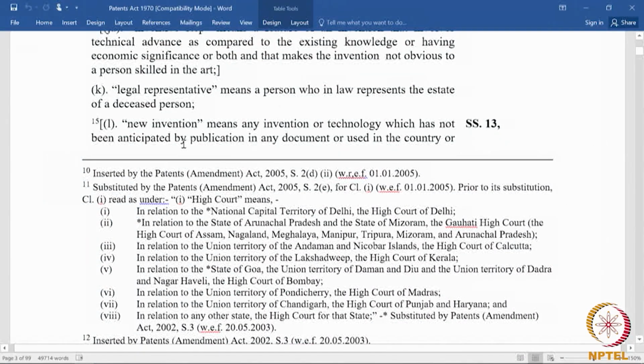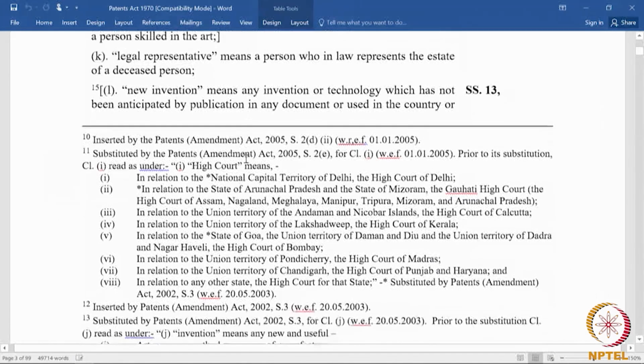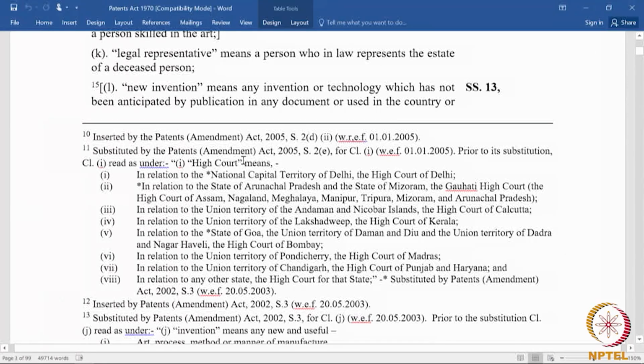Now, from this statement we can conclude that anticipation can be broadly in two ways. It can be by publication in a document or use in any country. So, these are the two ways in which an invention can be anticipated. Publication is easy to understand because publication of the invention discloses the invention to the world at large in a verifiable manner. So, that is the advantage of a publication. Publication would record the invention and it is verifiable.